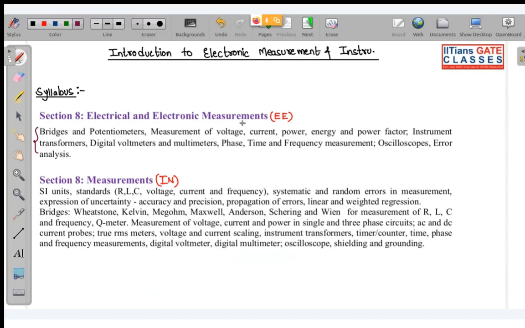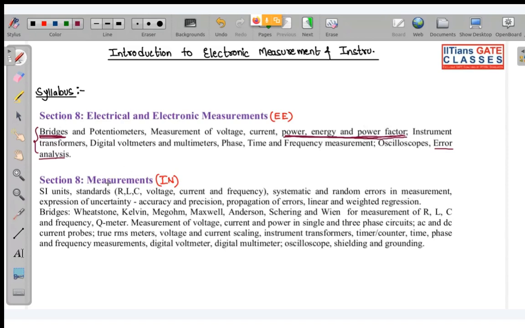So in your electrical, you can see bridges, potentiometer. This is very important: bridge circuit, measurement of voltage, current, power, energy. From this part, usually they ask questions. For electrical: instrument transformer, digital voltmeter and multimeter, phase, time and frequency, which will be measured using your CRO. Here it is written oscilloscopes and error analysis. These are the important topics for electrical. If you see every year, there are numerous questions from bridge circuits.